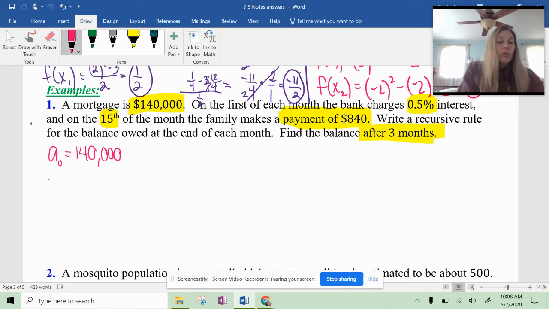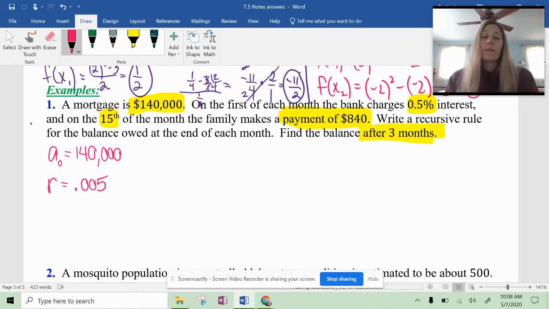And then we know the interest rate is 0.5%, which is actually 0.005. If you think about it, when we're talking about interest, how do you calculate interest? Well, you calculate interest by multiplying by a percentage, right? If you're multiplying by a percentage, that's going to be a geometric formula because there's a multiple involved. It's not like you're adding something on each month or whatever. So that's why we're looking for the R, the common ratio, and then of course our A sub-zero.